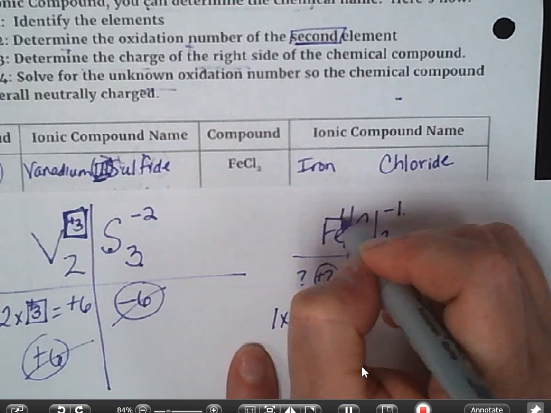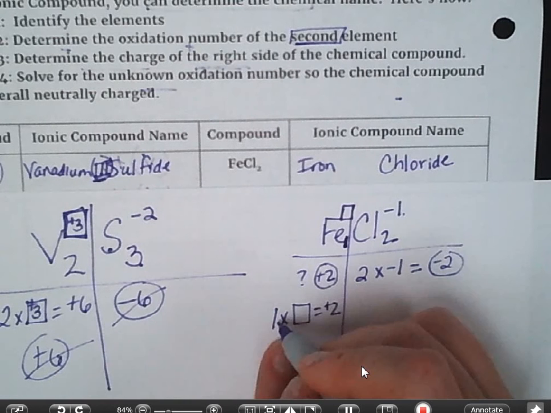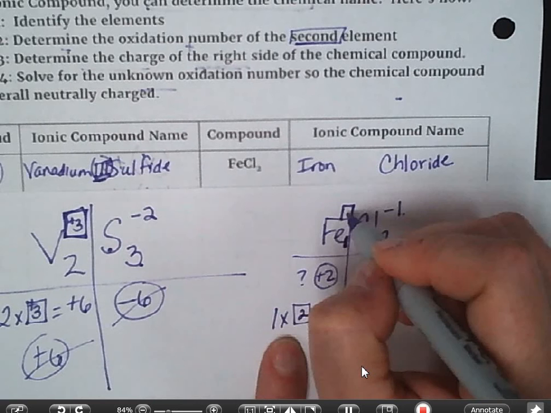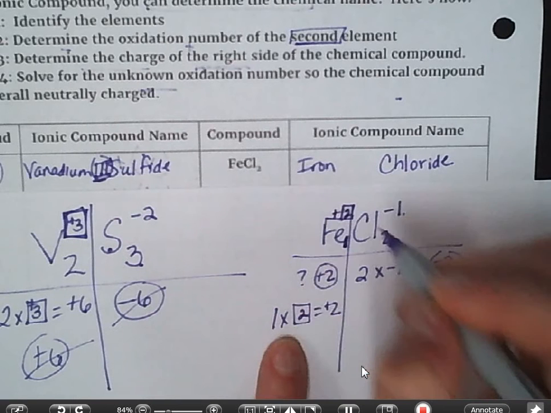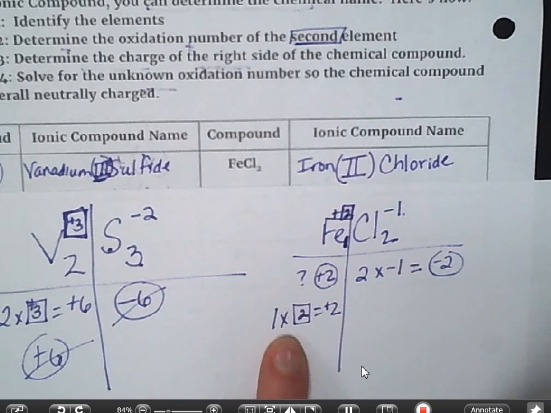So 1 times 2 is going to give me a +2. So this is a +2 charge. So when I go to write the name, I have to put the 2 in Roman numerals.